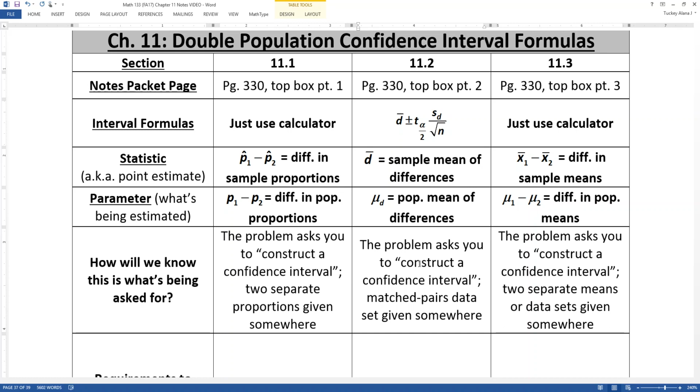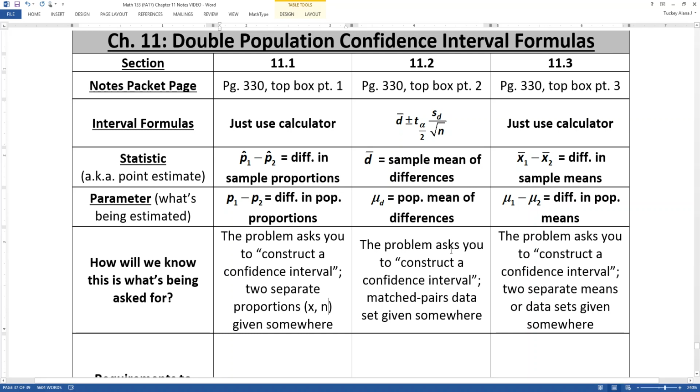Now, the proportion ones are a little bit easier to tell because you'll see proportions somewhere, and they'll talk about two separate proportions or two separate groups, and they'll either give you proportions or they'll give you the stuff to make proportions, like x and n. So if they give you x's and n's and then talk about proportions, then that's a proportion problem.